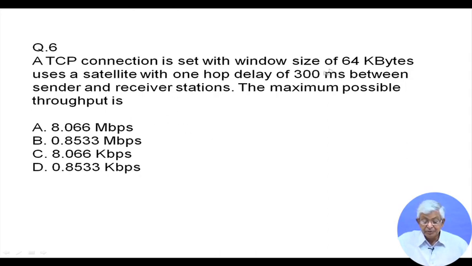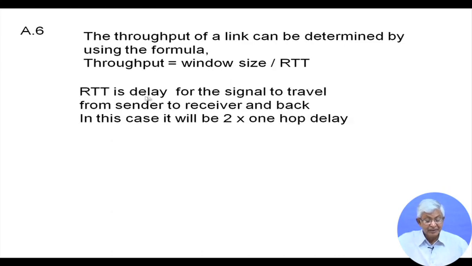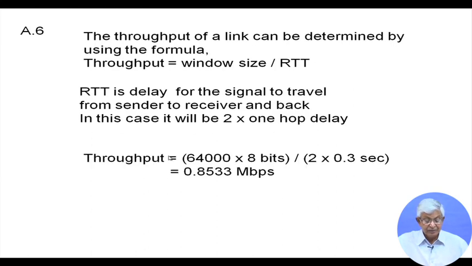Now, this seems to be a similar type of problem. The throughput of a link can be determined by using the formula: throughput is window size by RTT. Just now we have talked about it. RTT is the delay for the signal to travel from sender to receiver and back. In this case, it is 2 into the one hop delay. Throughput is given in bits per second, so we convert bytes into bits, 64 kilobytes into 8. So, that many bits divided by 2 times 300 millisecond comes out to be 0.8533 megabits per second. The correct option is B.